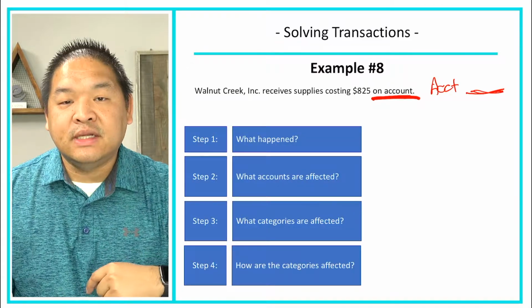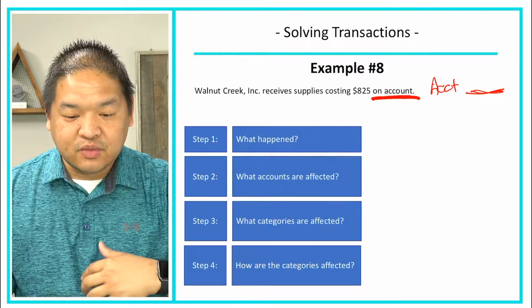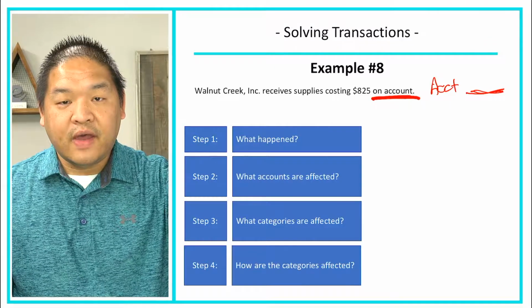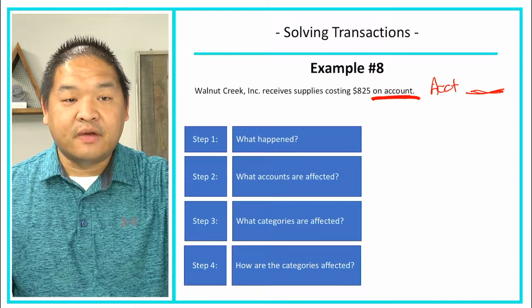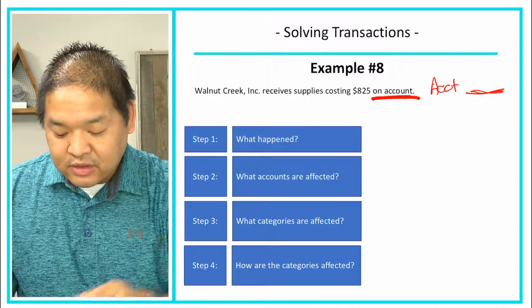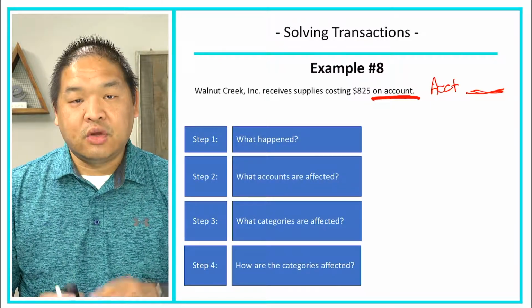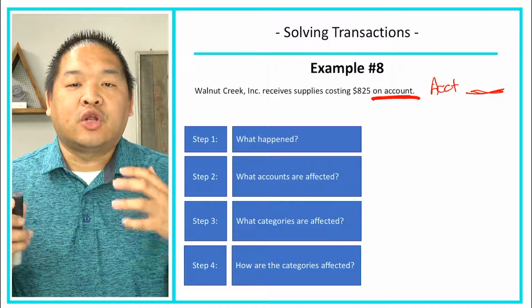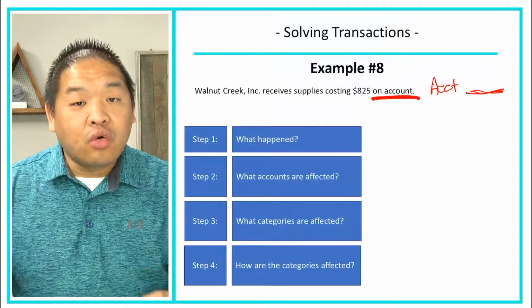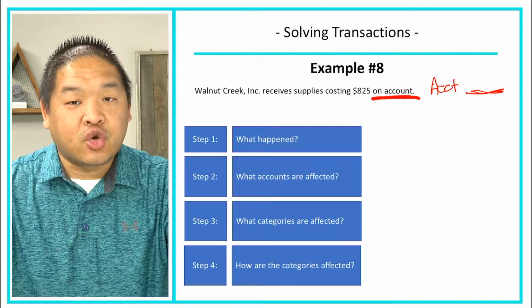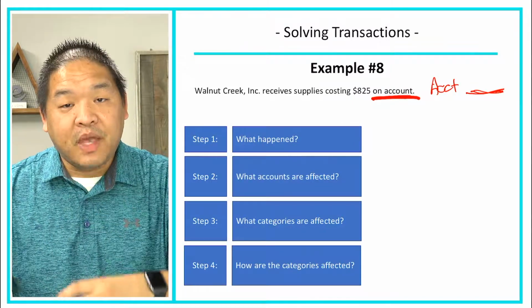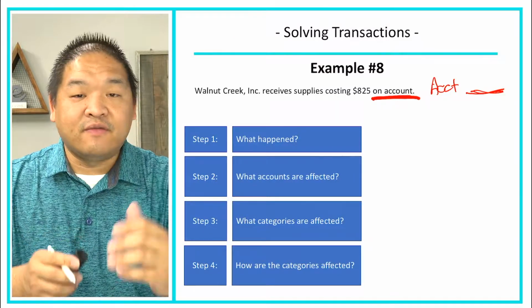Well, we received supplies of $825, which means we would owe the vendor $825. Therefore, we have to pay them. So it would be an accounts payable. On account means that you bought it on credit or you sold it to a customer on credit. The question is, is it going to be a payable or receivable? And that's what you kind of have to figure out.